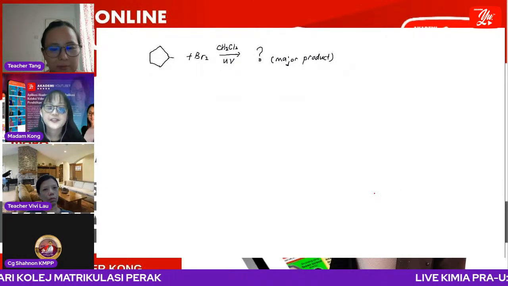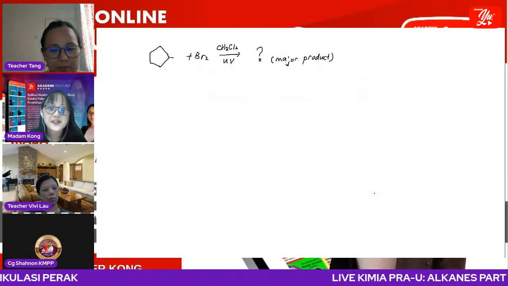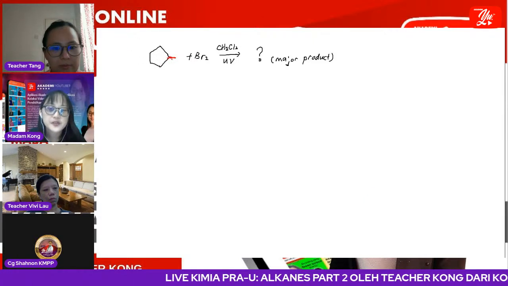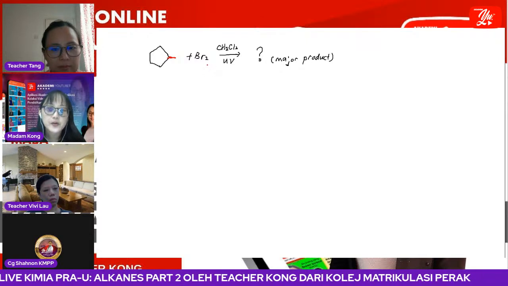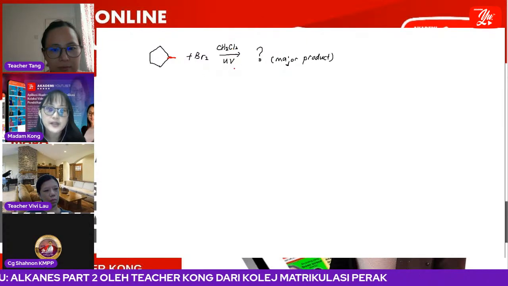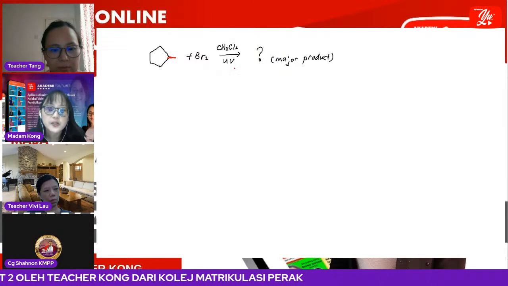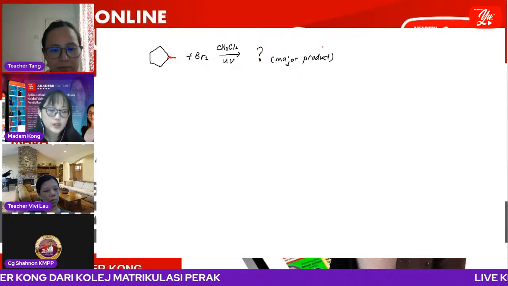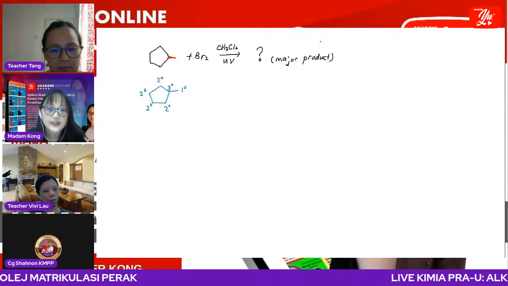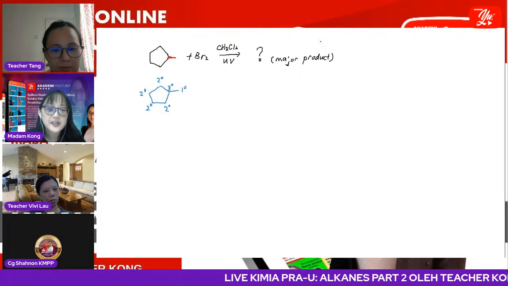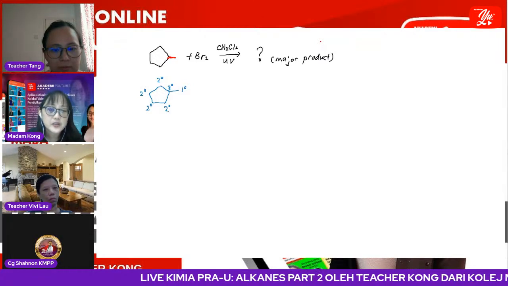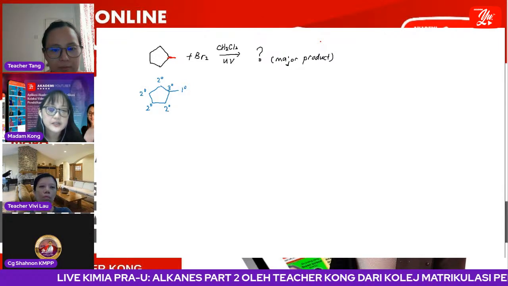So, try this question. This is cyclopentane with one methyl group. So, this is methyl cyclopentane, reacting with bromine in inert solvent in the presence of UV light. So, please show the mechanism. But I want the major product only. So, before that, you can try to identify the class of carbon.